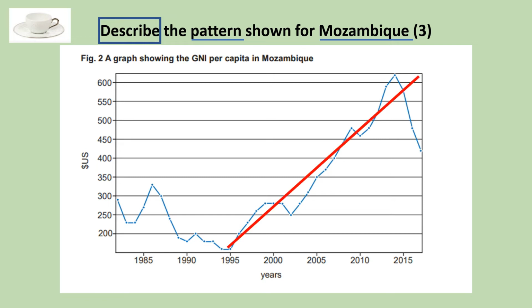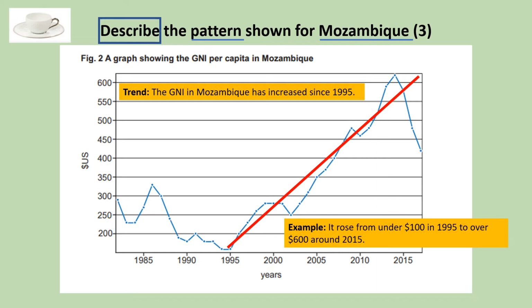So from 1995 to 2015, there has been an increase. Now my examples are going to be the amount they got paid in 1995 and the amount that they got paid in 2015. So I've got just under 100 in 1995 and just over 600 in 2015.